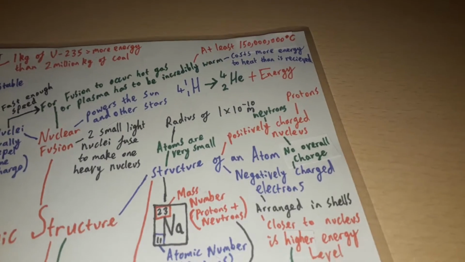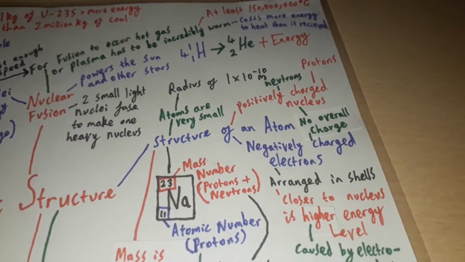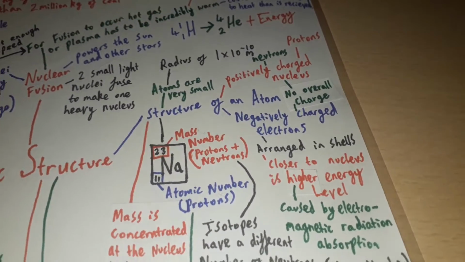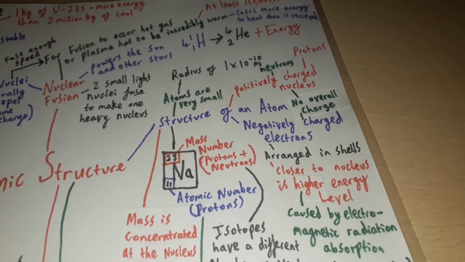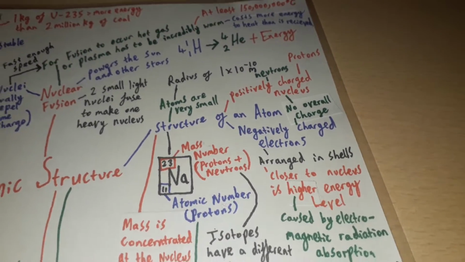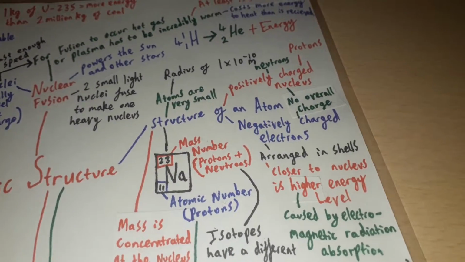Electrons are arranged in shells, and the electrons that are closer to the nucleus have a higher energy level. So this energy level can increase if electromagnetic radiation is absorbed because it gives it energy. However, it will decrease and the electrons will move further away from the nucleus if it loses electromagnetic radiation.